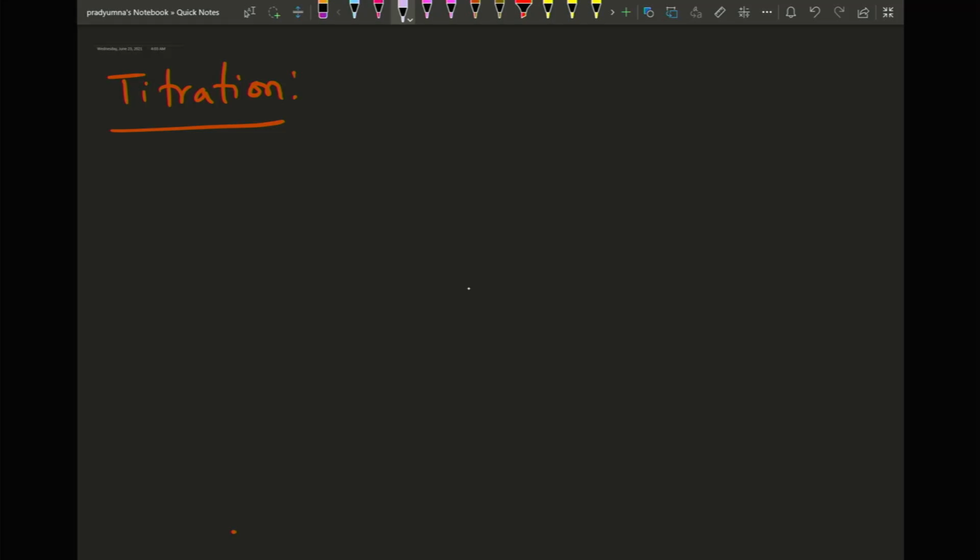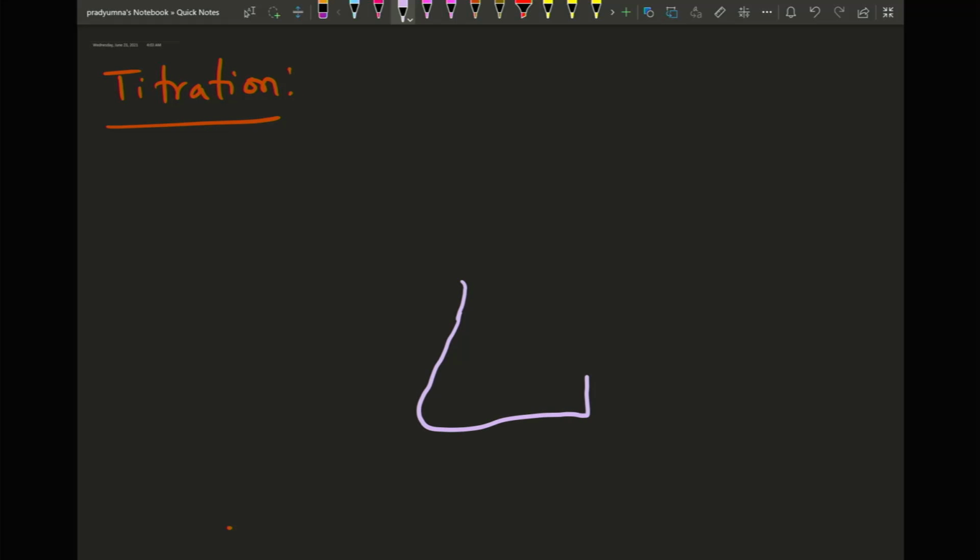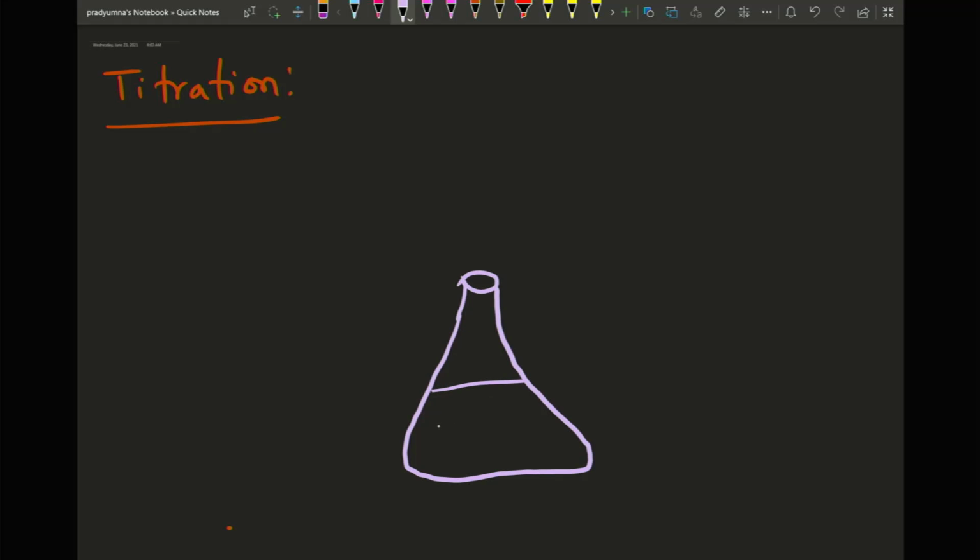So let's say you have some unknown acid in a solution. So this is some unknown acid right here. Again, it doesn't have to be acid. You can have an unknown base and flip the whole thing. So, unknown acid. Okay, so you want to find the concentration of this unknown acid, right?